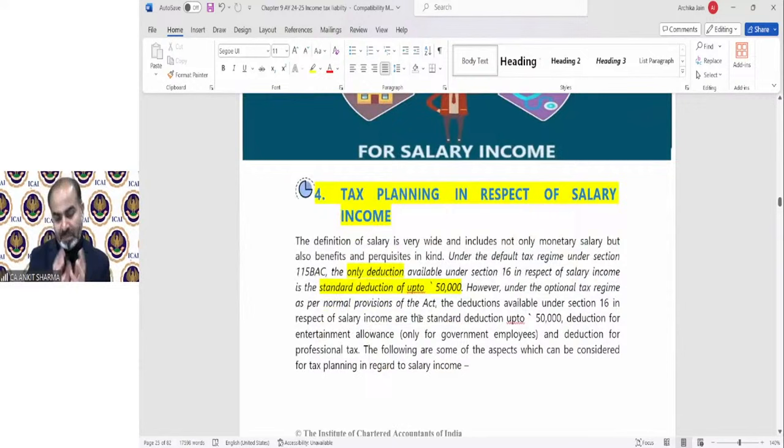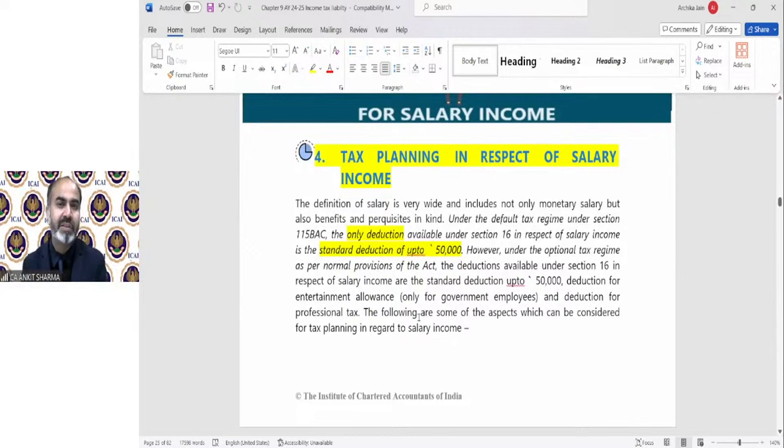So there is no specific structure that has been decided. It depends upon person to person, salary, etc. The definition of salary is very wide and includes not only monetary salary, but also benefits and perquisites in kind. So this provision is just like an essay. It cannot be fixed if this question is asked in examination, how to structure your salary? Then it depends upon your creativity and your opinion on what kind of perquisites and allowances we should include so that he can get the maximum benefit.